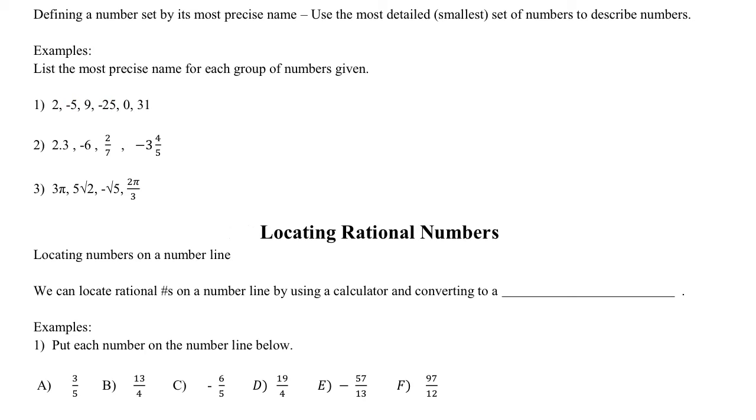Integers. Are all of these numbers integers? Well, we said the integers were the whole numbers, their opposites, and the only thing we couldn't have were decimals, fractions, things like that. So I look at this and I say, well, there's no decimals, there's no fractions. 0 is okay, 31, -25, 9, -5, 2. Yep, those are all integers. So I would describe this group, all of these numbers, as belonging to the integers.